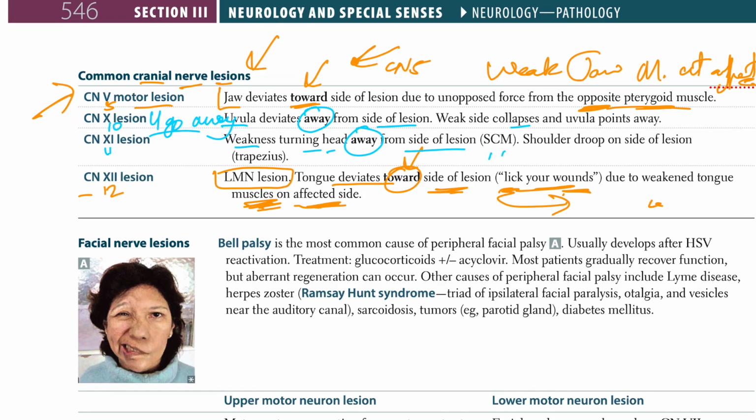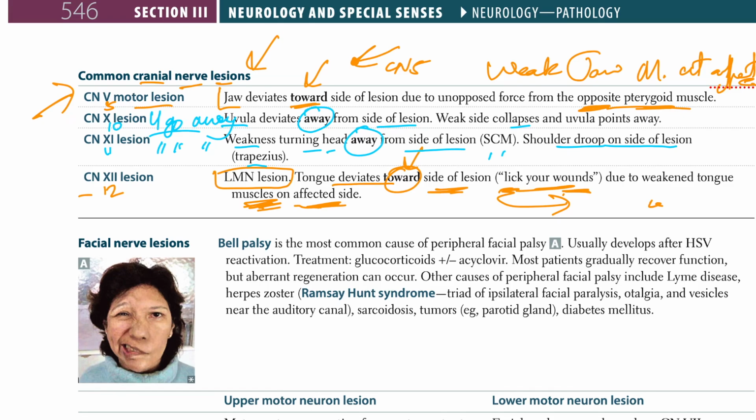Sternocleidomastoid muscle. Shoulder droop on the side of the lesion: trapezius. Okay, there are two things. So we have weakness in turning the head away from the lesion. When you say you go away, you're just going to turn your head away to the other side too. Again, same thing: you go away, meaning you turn your head away from the side of the lesion. So your head has turned away from the side of the lesion.